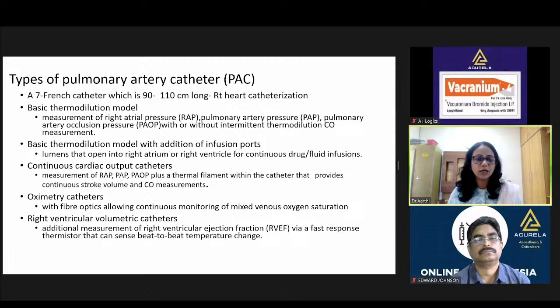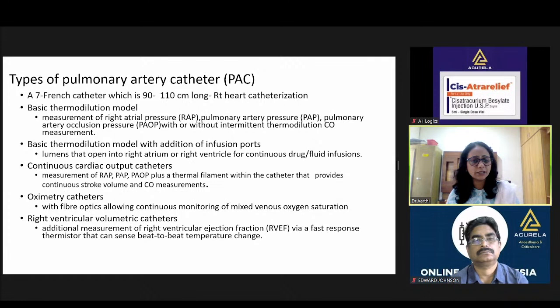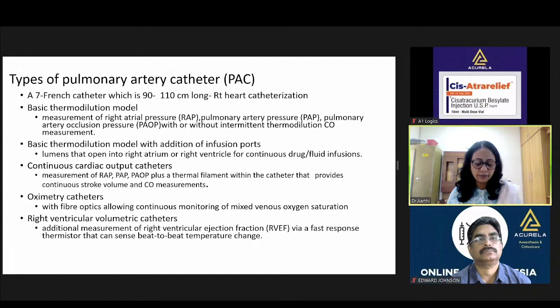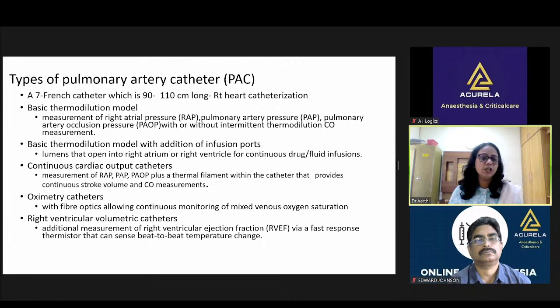There are more advanced devices, oximetric catheters, which have a fiber optic device at the tip that allows continuous monitoring of the mixed venous oxygen saturation. And there are additional parameters to measure the right ventricular ejection fraction, where a thermistor is incorporated for beat-to-beat measurement of the temperature change. So these are all the various types of pulmonary artery catheters available.